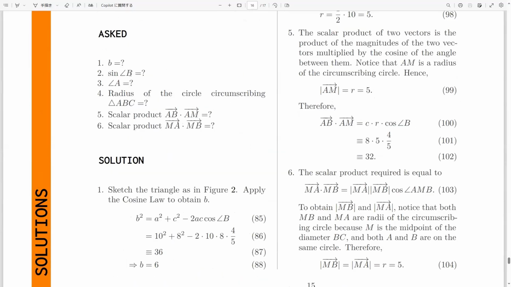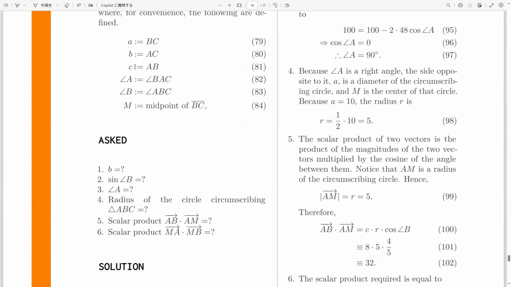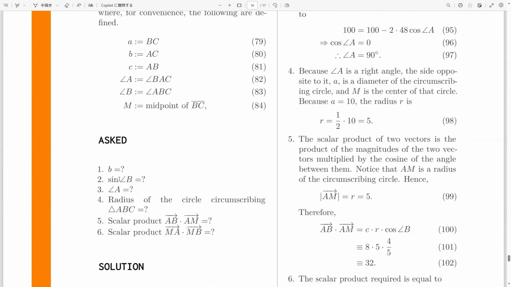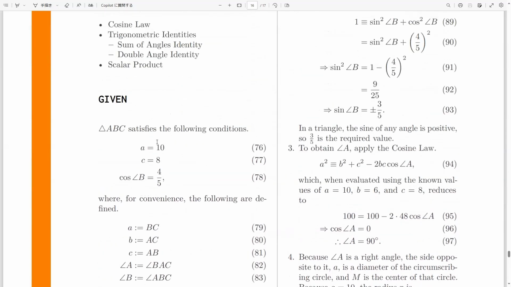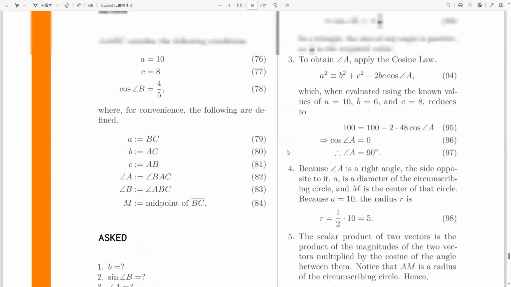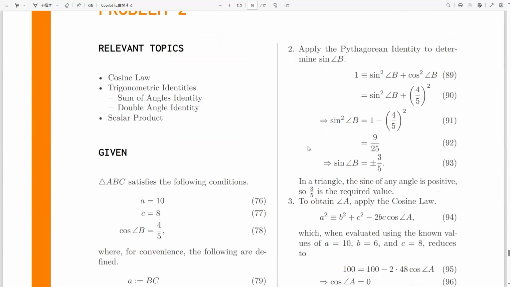Our second question is, what is the sine of angle B? Notice that we are actually given the cosine of angle B. Now we just need to find the sine of angle B. We have the cosine and the sine of the same angle, and one of the ways they are related is through the Pythagorean identity. One of the Pythagorean identities tells us that if you get the sum of the squares of the sine of an angle and the cosine of that same angle, we should get 1. And so we just plug in the values here. We have 1, this is what we're looking for, and this one is from the given. So we plug them in.